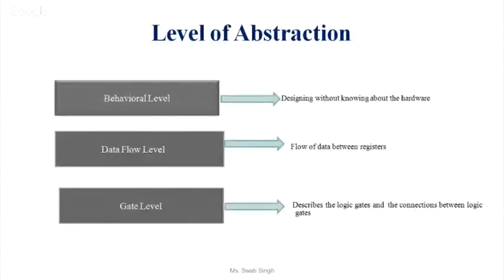Now, what are the levels of abstraction when we write a program in Verilog? There are three levels of abstraction at which we can write our program. First, the lowest level is gate level, then data flow level, and behavior level. Gate level describes the logic gates and the connections between logic gates. I will explain it with examples one by one. Then data flow level: in data flow level, the flow of data between registers. And behavior level is designing without knowing about the hardware. I can explain it via example.